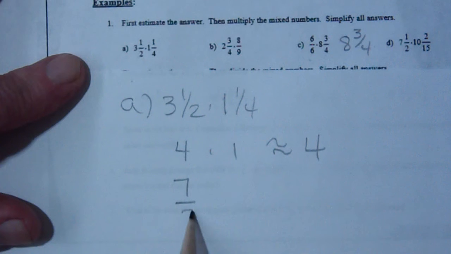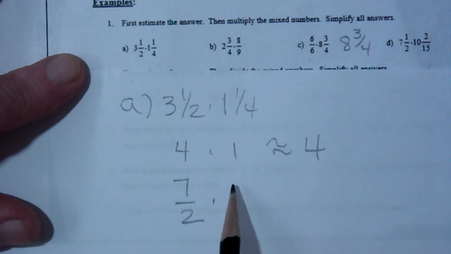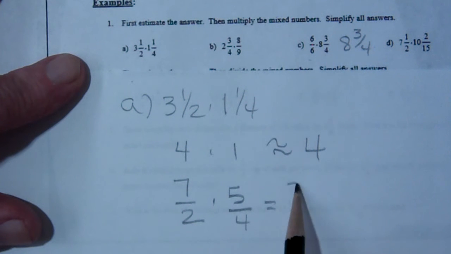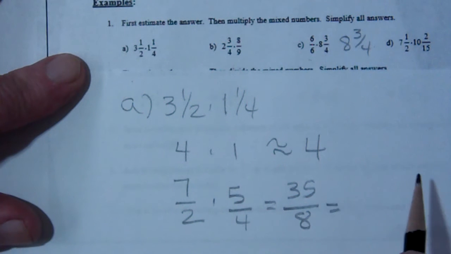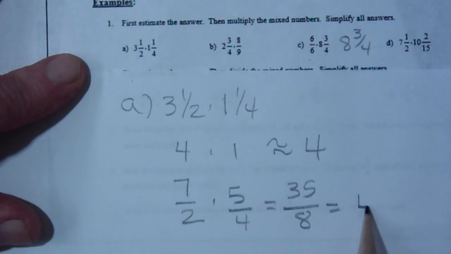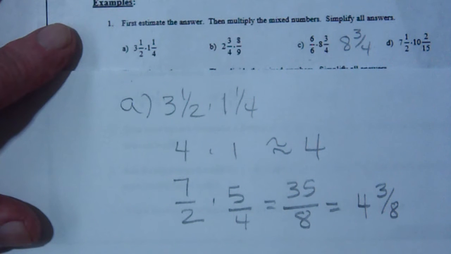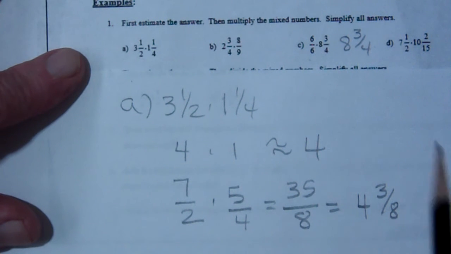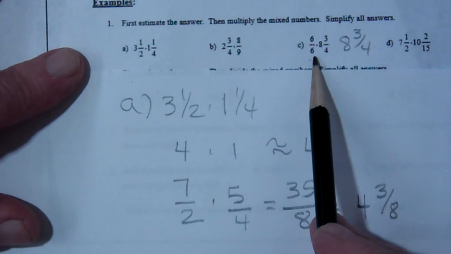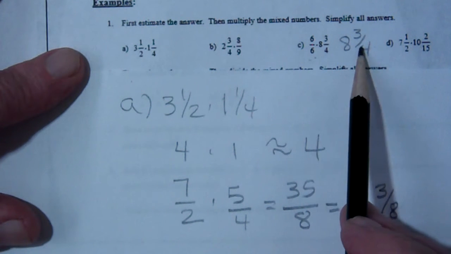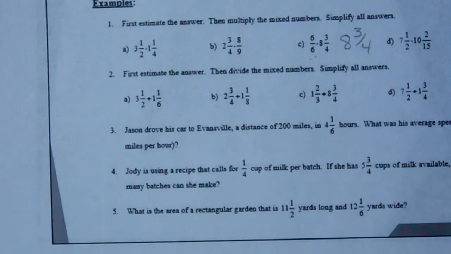This would be 7/2, and this would be times 5/4. So we get 35/8, and that answer is going to be exactly, now not approximately, 4 3/8. So that's how you solve it, and that's how you estimate it. There are some other problems that you want to do here. Pay special attention to this one because immediately you can say it's 6/6 is 1, so the answer is going to be 8 3/4. Let's do a division problem.